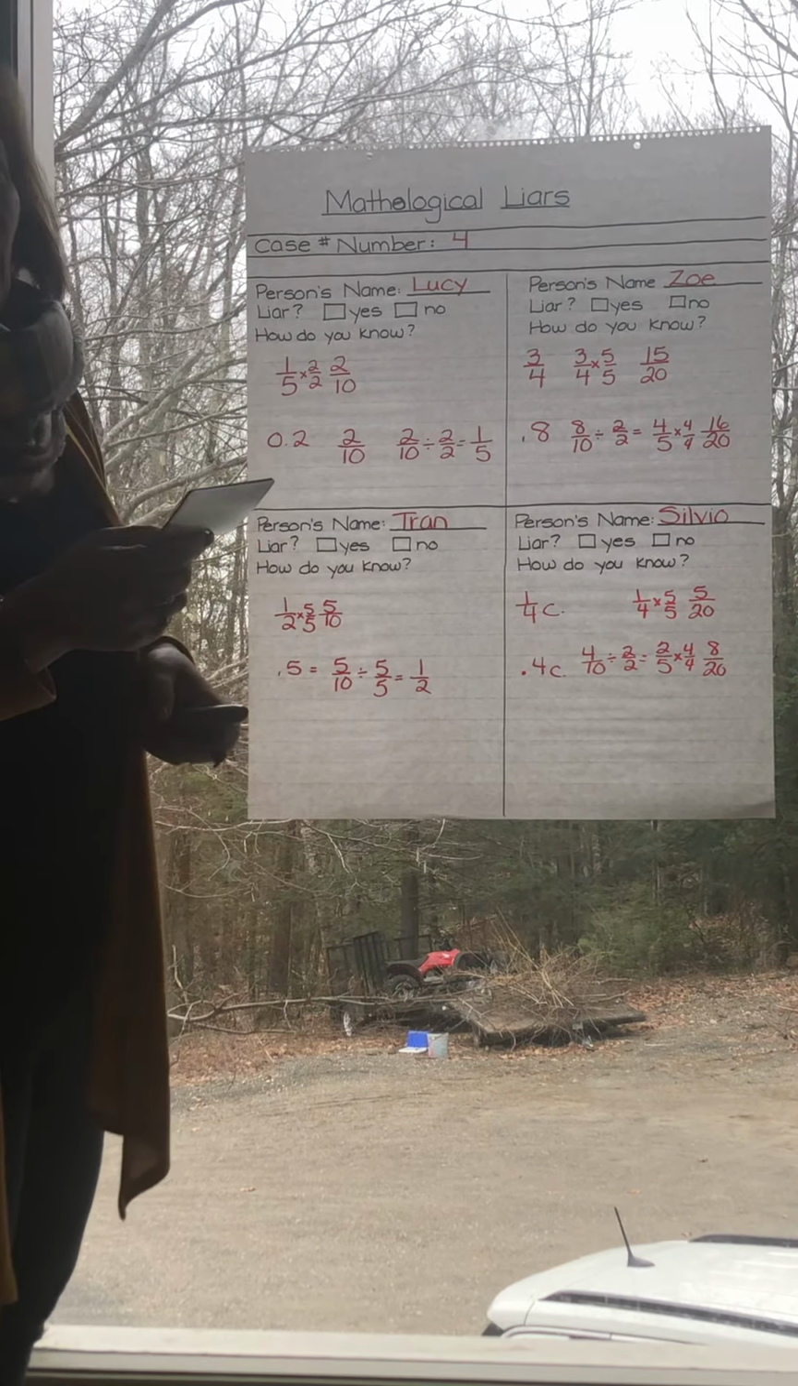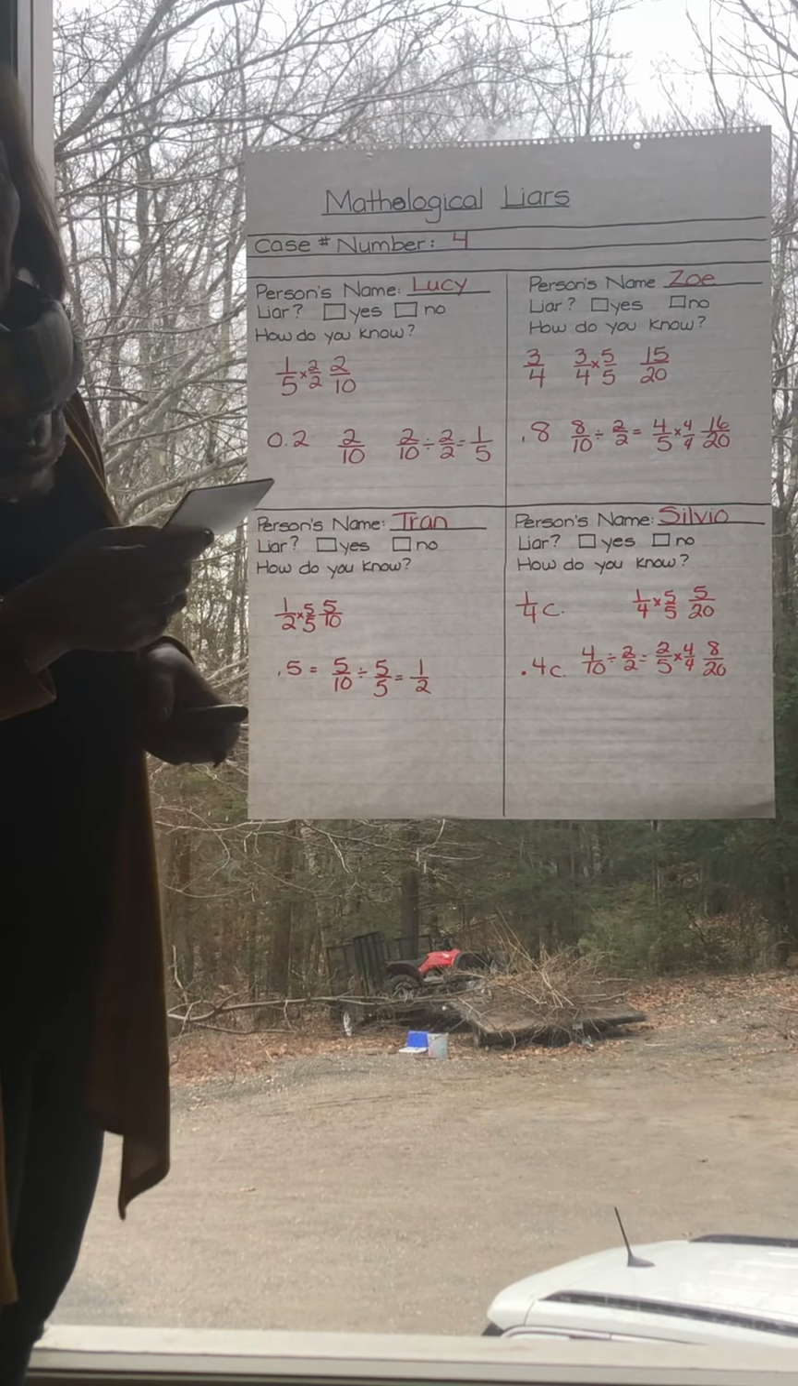Then we have Tran. Tran was in the science lab. The teacher asked me to add a 1/2 cup of plant food to the watering can. I carefully measured 5/10 cup of food, added it to the can, and watered the plants. That's exactly what she told me to do. And because they're both equal, that's in fact true. So Tran can't be the liar.